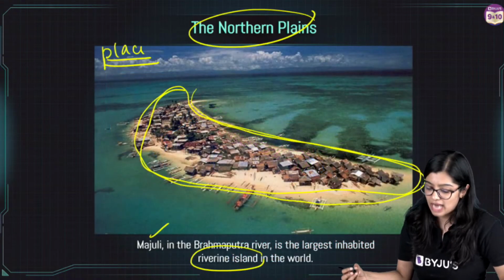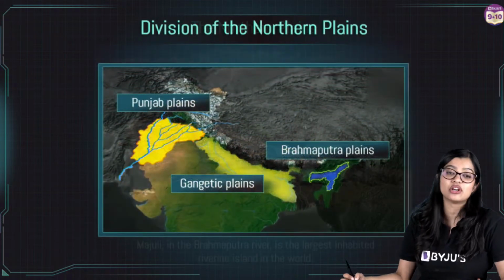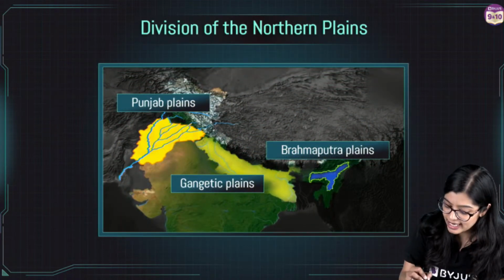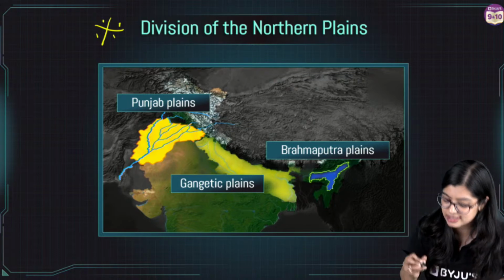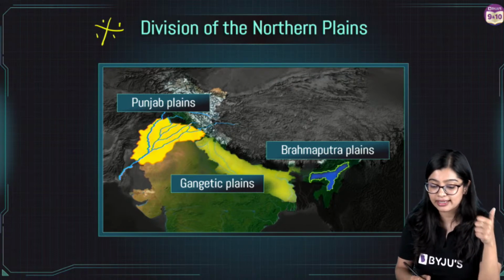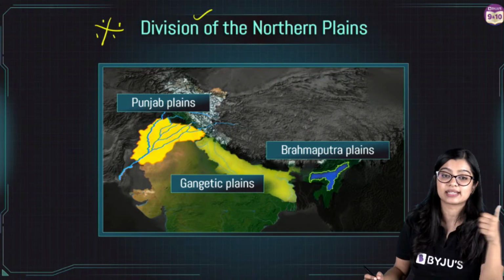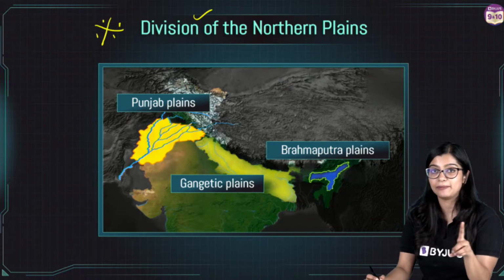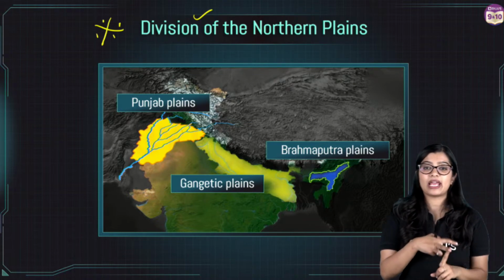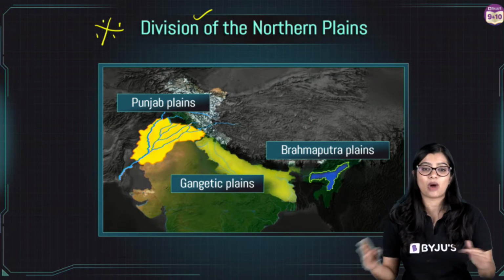Okay? Now, of course, we will move on to the division of the northern plains. Now, students, you are asking me what are the questions that can come. The first question that can come is division of northern plains. How are the northern plains divided? So they can ask you features of northern plains, or they'll ask you to differentiate between 1 and 2 plains, right?